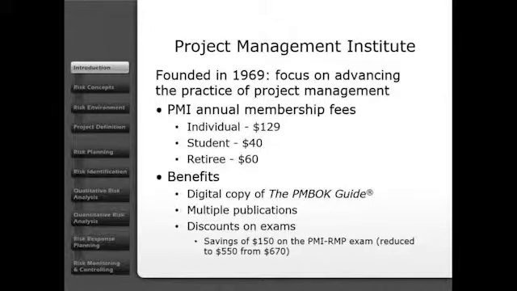Annual membership fees, this is important because it's going to save you money, so you're definitely going to want to get your membership at least for your first year. As an individual, it's $129. If you do have a valid college student ID, you can get your membership for $40, which is a huge savings there. And then retirees can get their annual membership for $60. And again, these are annual memberships, renewable. And again, it depends on your particular role and your experience whether you maintain that membership or not.